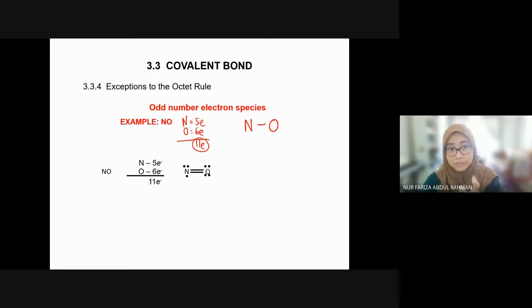But if you were asked to draw the Lewis structure for NO, how do you draw it? Okay, 11 electrons as usual, minus the bonding electrons first. We have 1 bond, that means we have to subtract 2 electrons, the bonding electrons. 11 minus 2 is how much? 9 electrons. So these 9 electrons, who do we give them to first? Since both are terminal atoms, who would get these 9 electrons first, oxygen or nitrogen, guys?